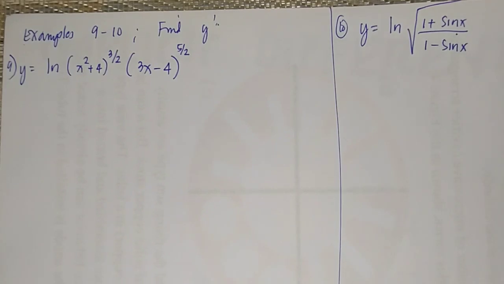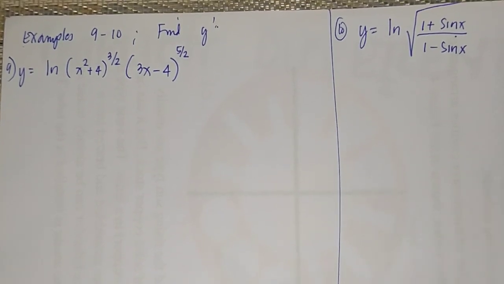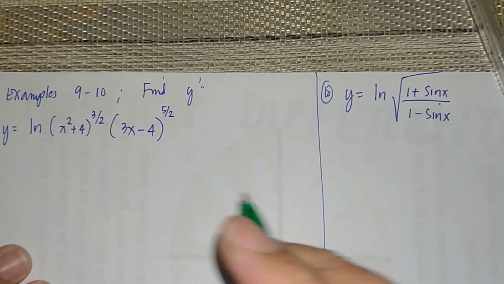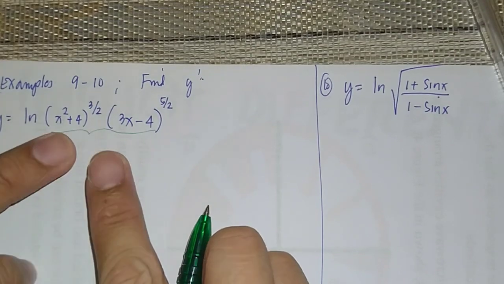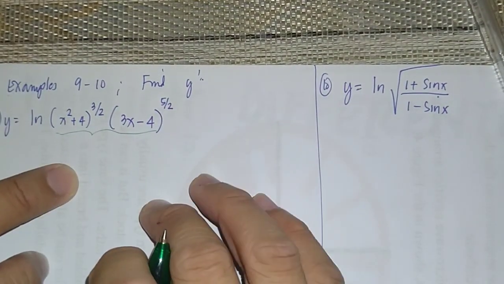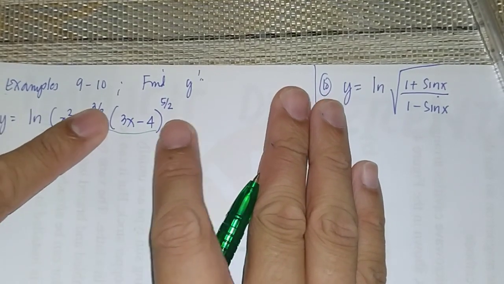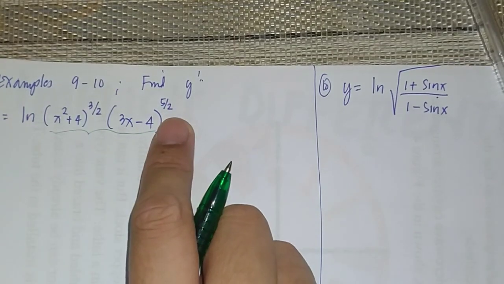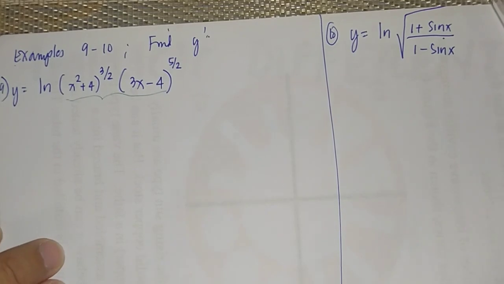I have here y is equal to ln of x squared plus 4 raised to 3 halves multiplied by 3x minus 4 raised to 5 halves. So, kung gagamitin natin ang very long method, that's ln of u. So, that is derivative of this over this. So, kung gagamitin ko yung long method, gagamit ako ng derivative of a product, u times derivative of that plus this times derivative of that. So, tas gagamit pa ako ng chain rule of differentiation. So, this is similar dun sa first example natin.